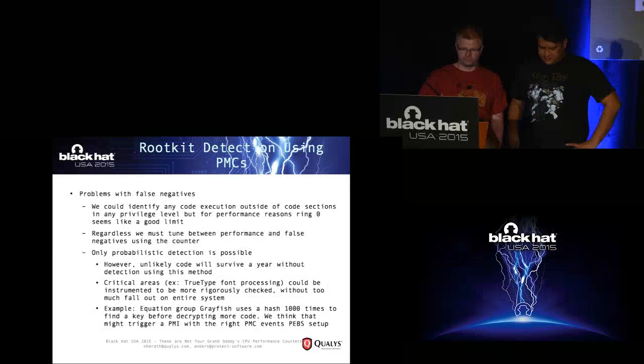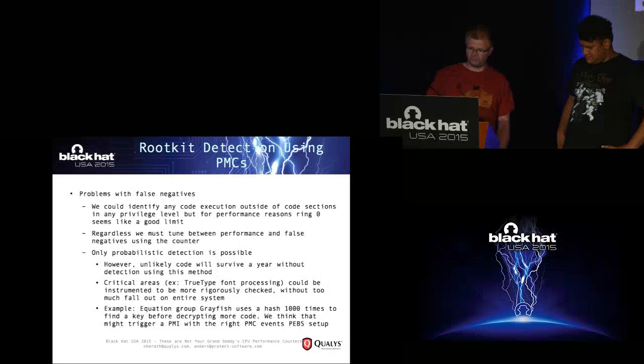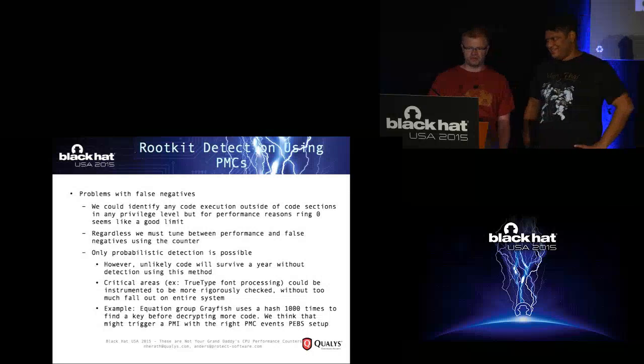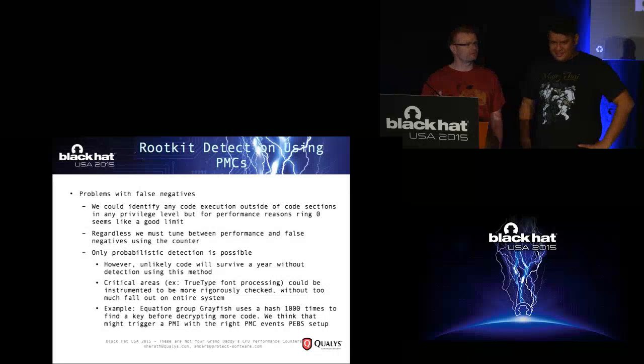As an example, the much hyped Equation Group GrayFish uses a hash 1,000 times to find a key before decrypting more code. We think that might trigger an interrupt at some point, right?